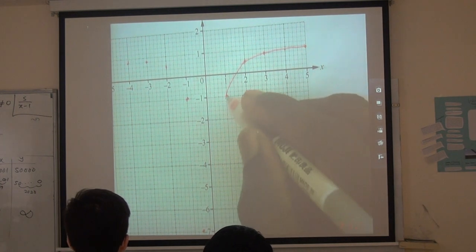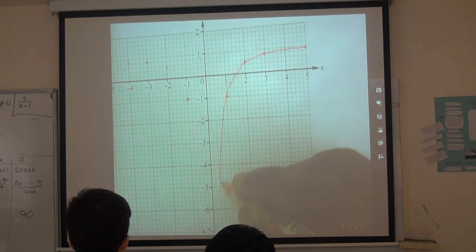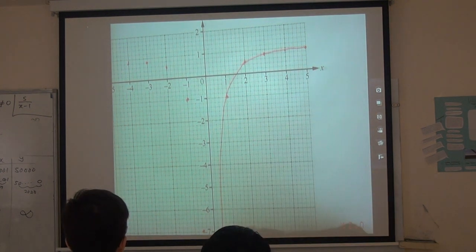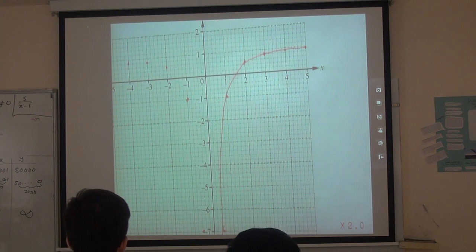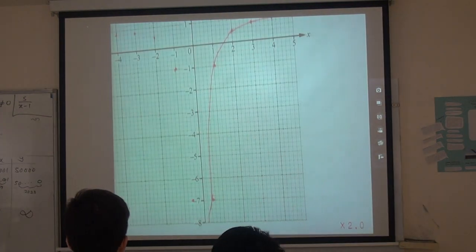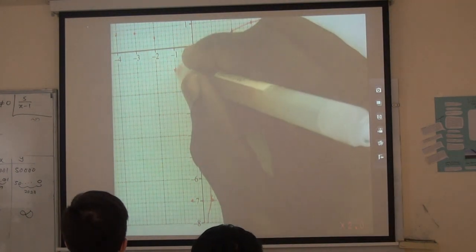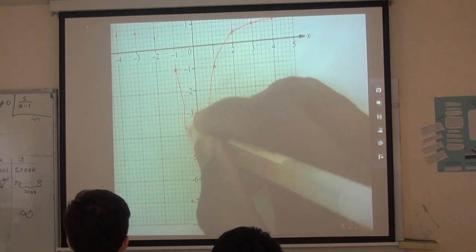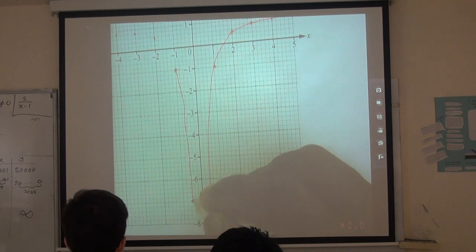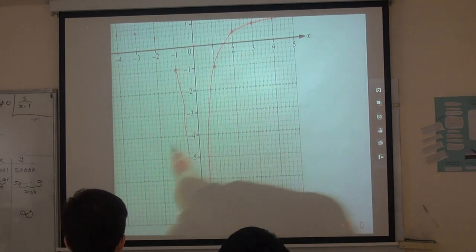So for this one, this is what we are saying. It touches this part, then it just moves closer and closer, and it doesn't touch the y-axis, something like that. It's not a straight graph. It will never touch it.